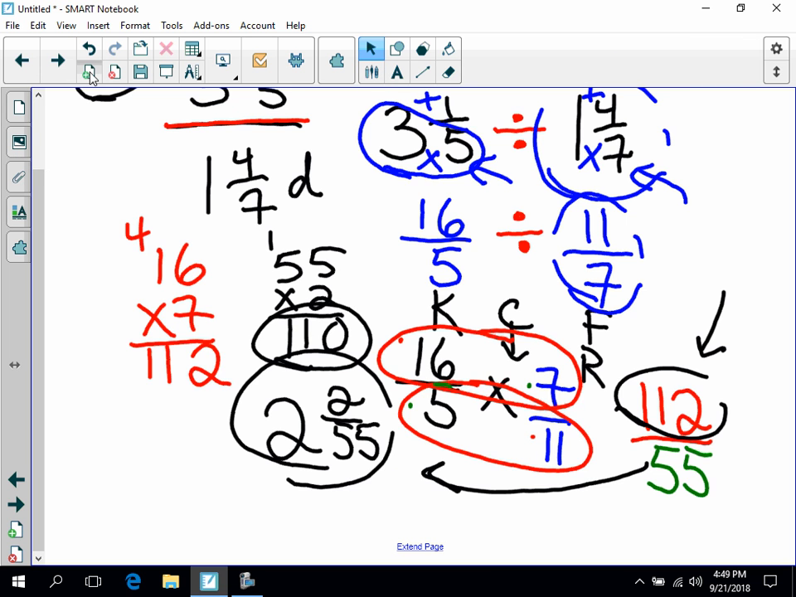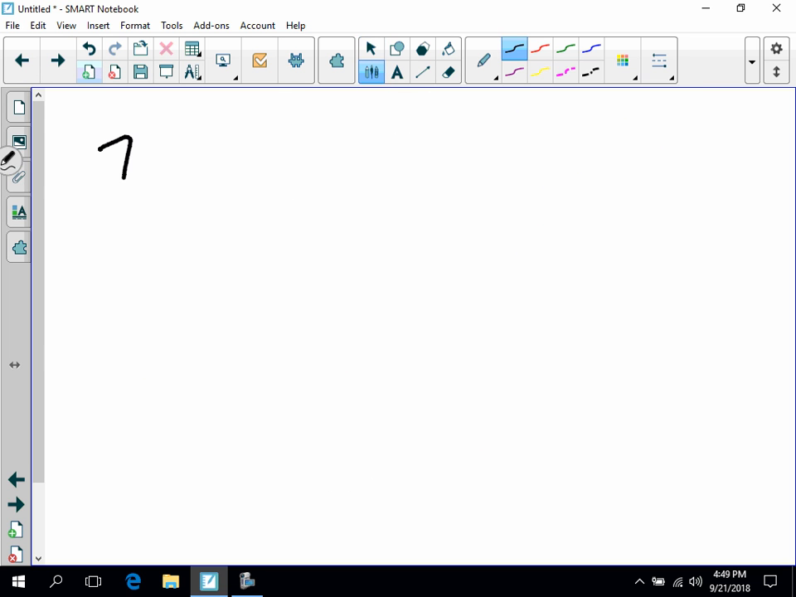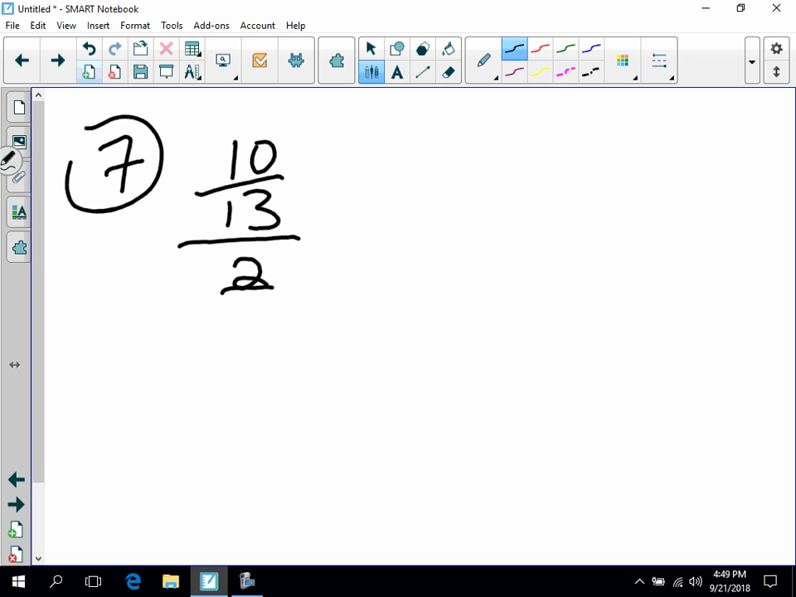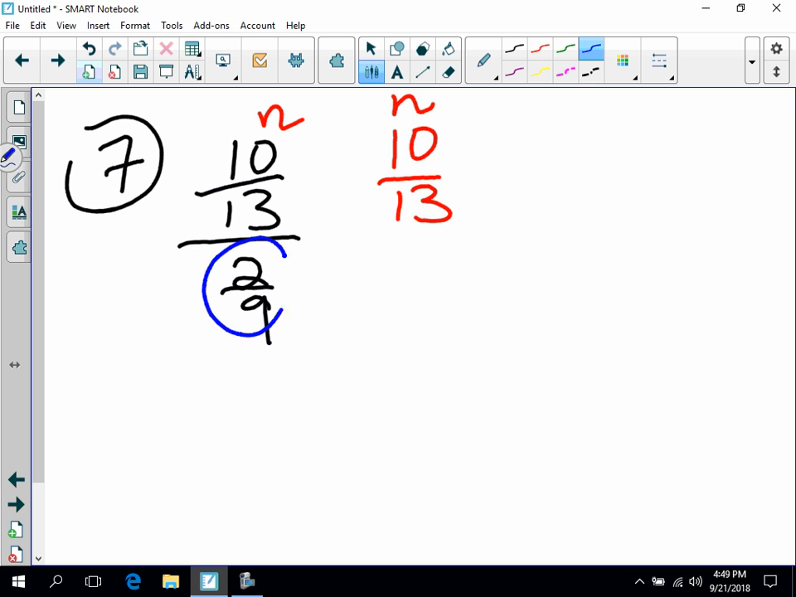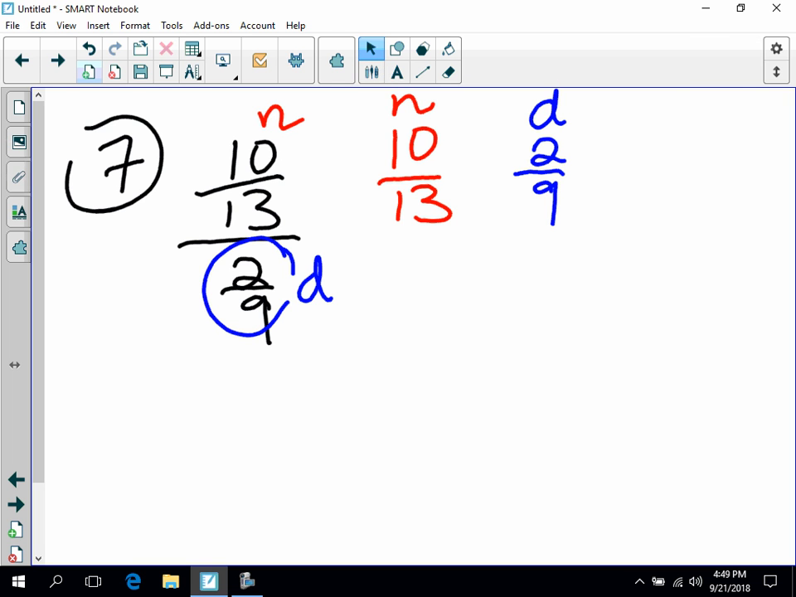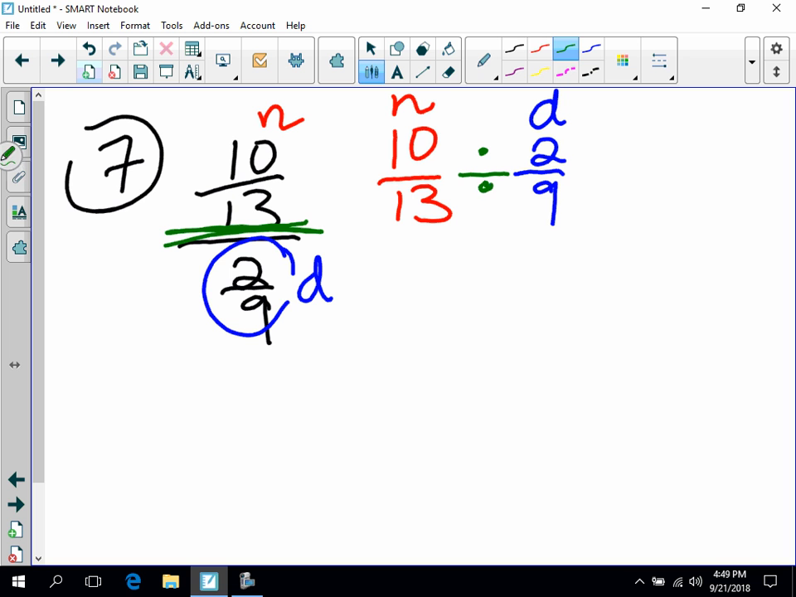Let's take a look at number 7. Number 7, 10/13 divided by 2/9. We record the numerator first, exactly as it's written. Then we record the denominator, 2/9. We change the fraction bar division symbol to a regular division symbol.